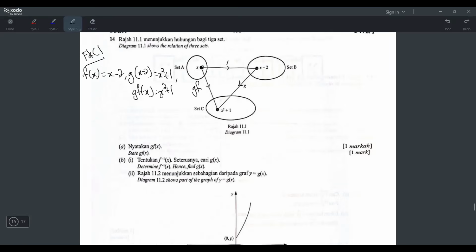Okay, now what do we do? Now we do (a). (a) says state gf(x). That's the answer, I already read it. gf(x) equals x squared plus 1. Done. Okay, question (b).